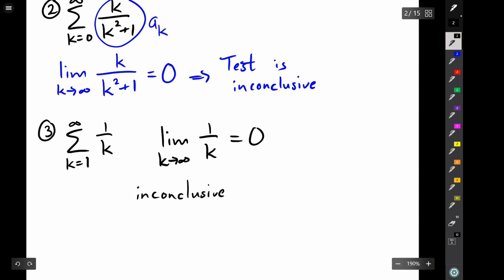I really want to emphasize here that this simple test can only test whether a series diverges. If we get a limit of 0, the series might still diverge. But if we ever get a limit that is not 0, the test 100% for sure tells us that the series must diverge.